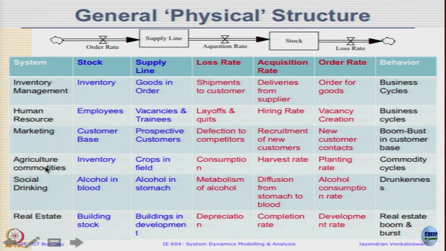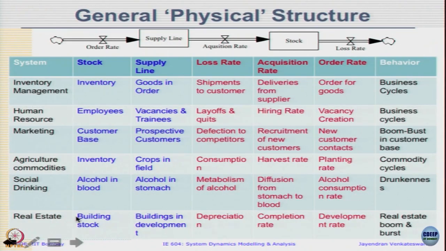Agriculture commodities also have similar structures, where the stock is the inventory of grains or food. The supply line is crops in the field, and consumption is your loss rate, acquisition is the harvest rate, and order is the planting rate. This fundamental structure can somewhat explain the agriculture commodity cycle, where for some commodities you get a huge overstock and prices just crash, and government has to rescue them, because people looked at it, okay, there is a lot of demand now, so let me plant more, and then they forget that they have planted more, and suddenly you have a huge amount of stock coming in, and then the price falls. So there are other dynamics like price, but the fundamental idea remains the same.